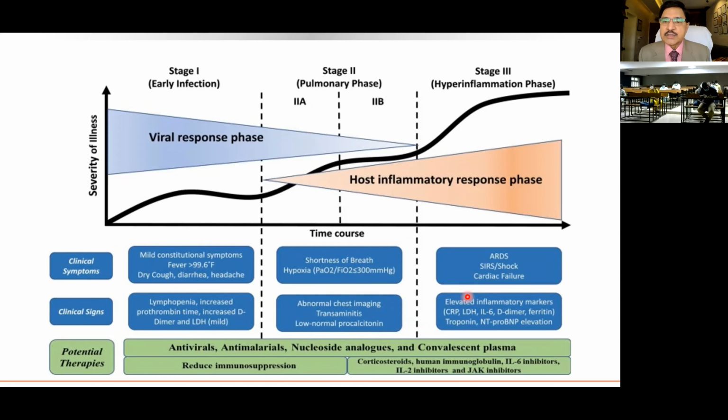Here. But once they get secondary infection, the procalcitonin is a marker of bacterial infection, elevated markers, all the CRP, LDH, IL-6, D-dimer, ferritin, pro-BNP, all are elevated in those cases. So treatment wise, you see here, potential therapies, the antivirals, antimalarials, nucleoside analogs, convalescent plasma, immunosuppression, corticosteroids, human immunoglobulin. We're going to discuss the treatment in our next lecture. This is tailoring the treatment as per the stage of the disease.